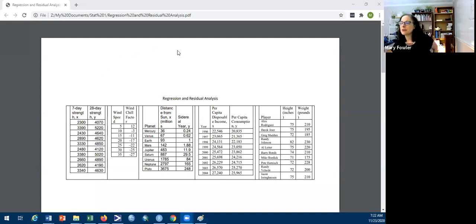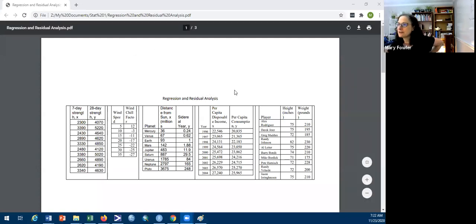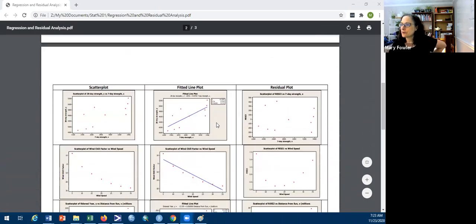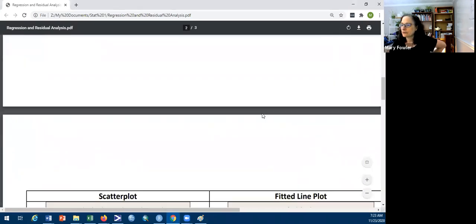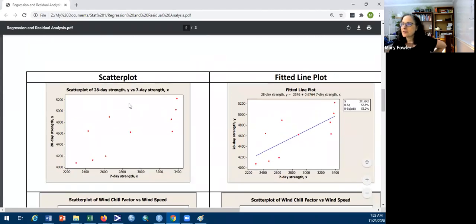So this is a document on Blackboard, regression and residual analysis, and it has five different regression problems. I'm just going to start here with the first problem. Let me just adjust the screen here. And what we have is the strength of concrete.